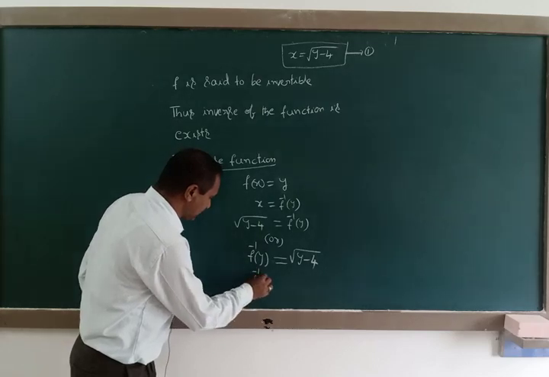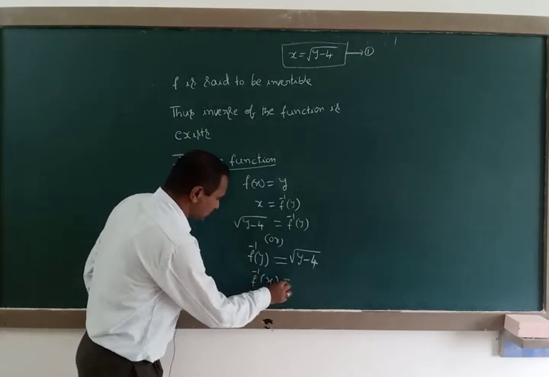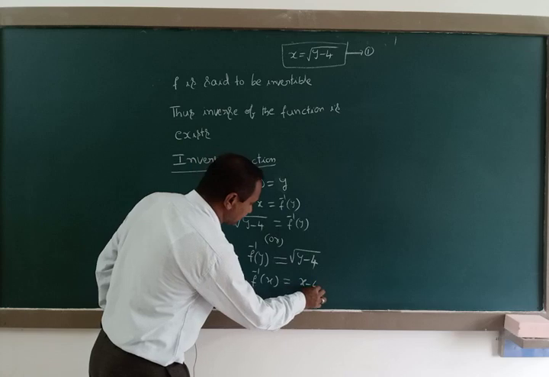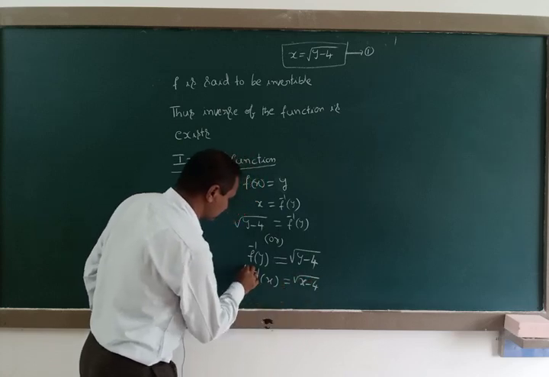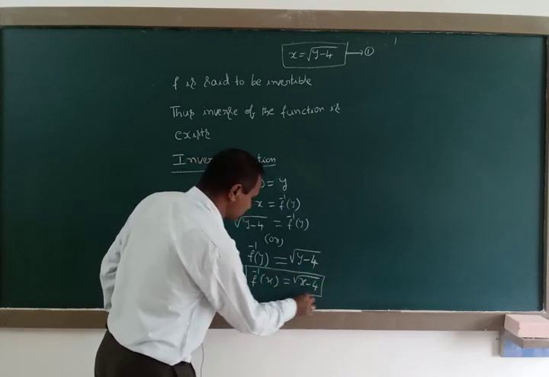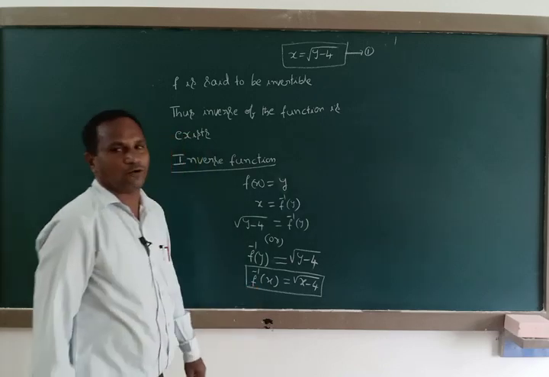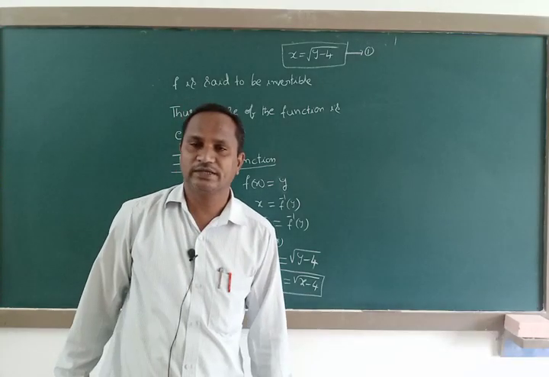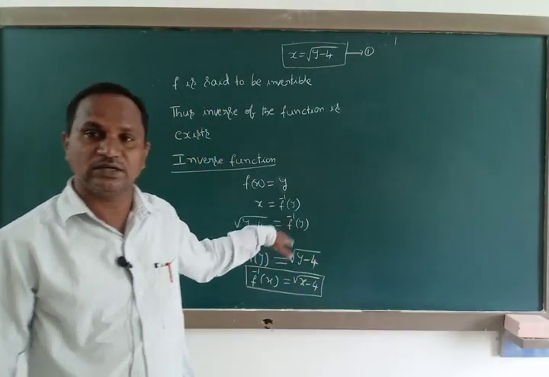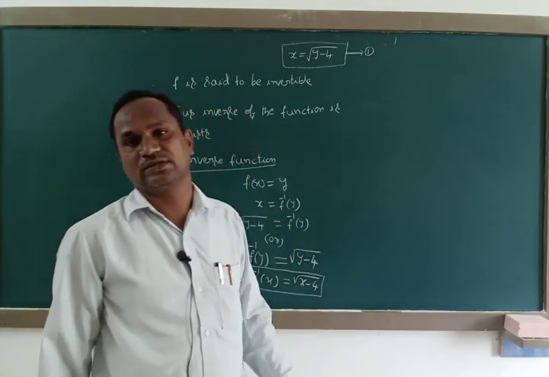F inverse of x is equal to square root of x minus 4. That's why it is the inverse function for the given problem f of x is equal to x square plus 4. Like that, we gave the solution for this question.